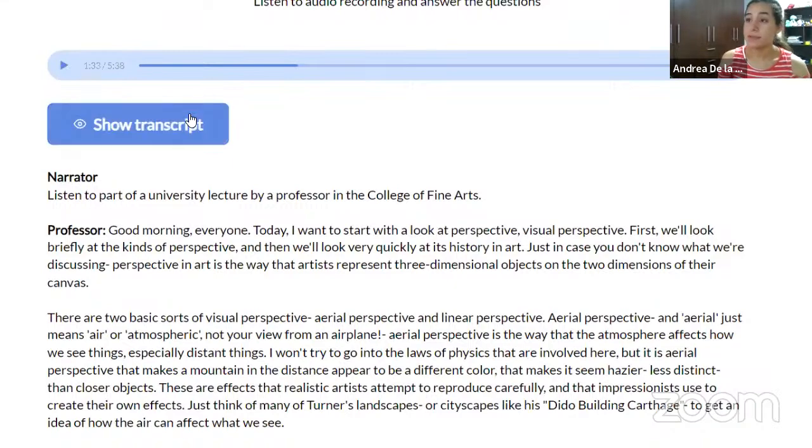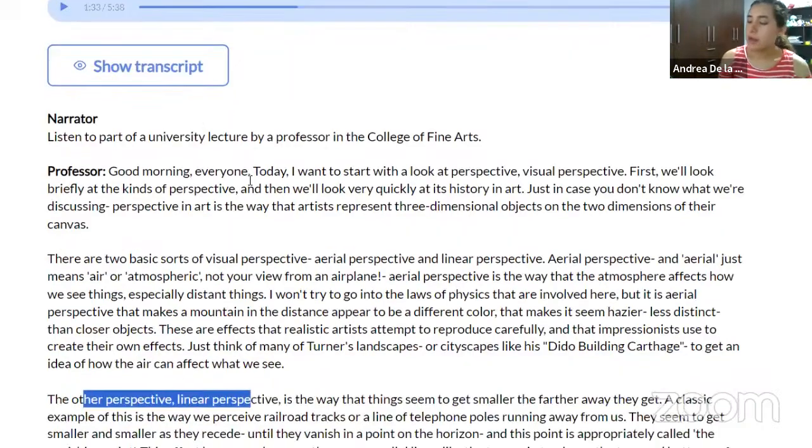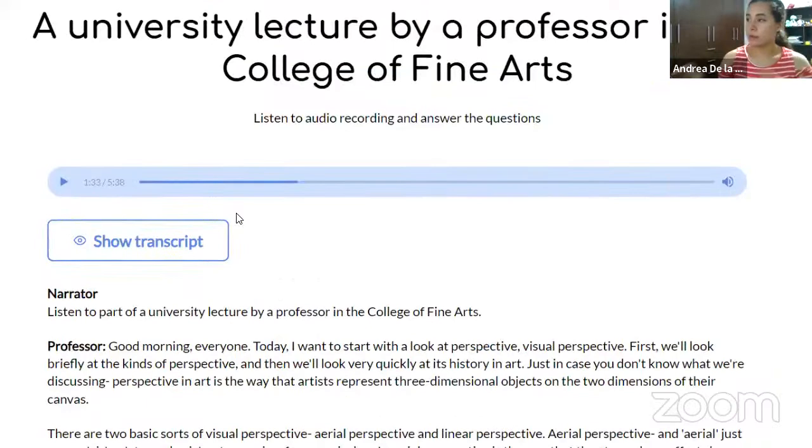Right? So the professor makes a pause before starting a new thing. Not only the pause, but also the words that the professor uses, right? Like another perspective, furthermore, moreover, for example. So those transitions are also going to help you, okay, guys? But you need to make sure that you identify when an idea ends and when the other one begins.